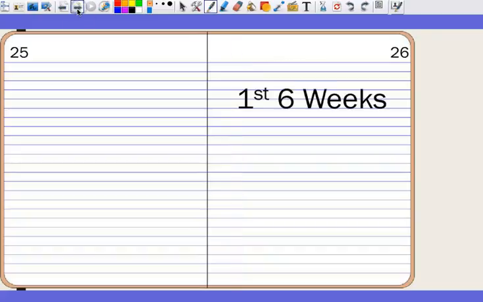All right. On page 26, you're going to write first 6 weeks. Nothing else will go on that page, so you can write pretty big. Page number 26. Do we need more time, or are we ready to move on?